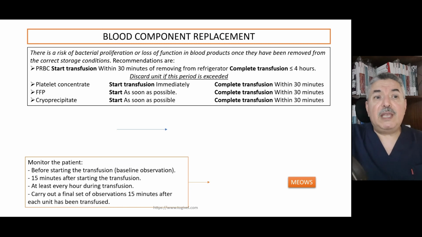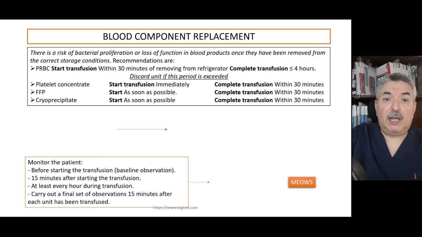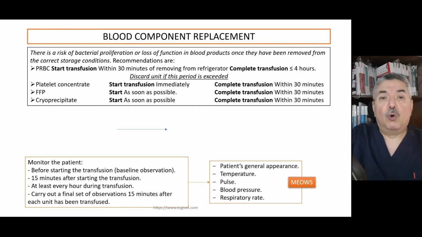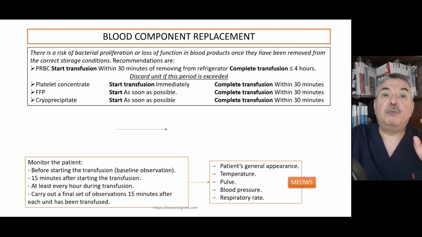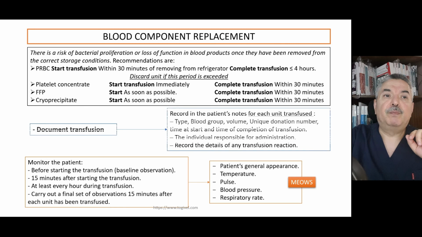The second thing is that you have to monitor the patient during transfusion. You have to take the basic data, the baseline observations of the patient, and then 15 minutes after starting transfusion, at least every hour during transfusion, and carry out a final observation 15 minutes after you finish the transfusion. And of course, the best way to monitor a critically ill patient is the MEOW score, the modified early obstetric warning score that we talked about before in monitoring of a shocked patient.